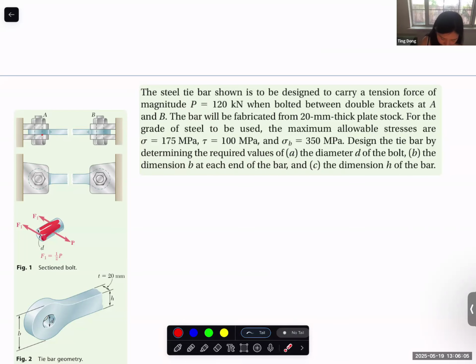So you just imagine this section is the fastener, right? It's a fastener through this hole. And tensile force P is the tensile force in this bar. And of course, this tensile force existing in this bar is the same as the force applied from the bar to the fastener. So this is also 120.